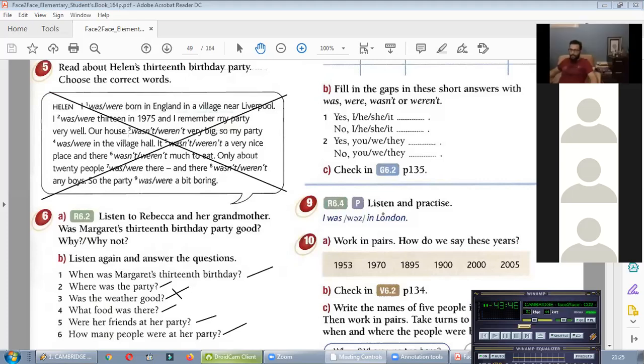All right, okay, so this is the story of Margaret's 13th birthday. So now we have the three stories, right? The story of Rebecca's birthday, and Helen's birthday, and Margaret's birthday, okay? So 3 generations. So we have 3 generations. All right, let's move on.